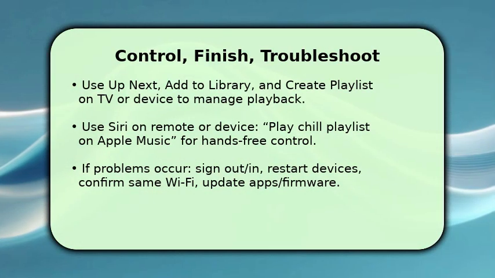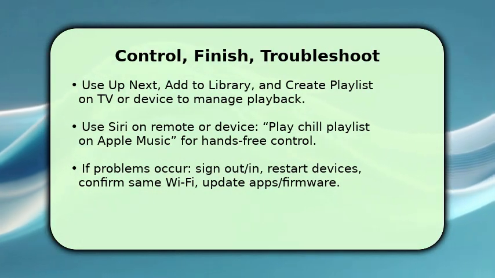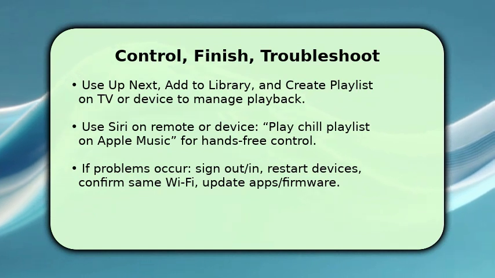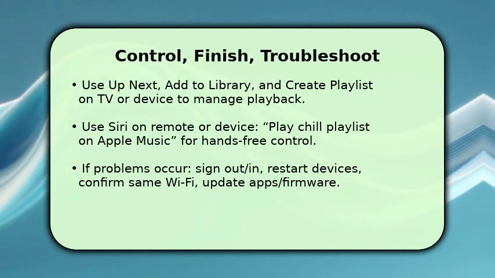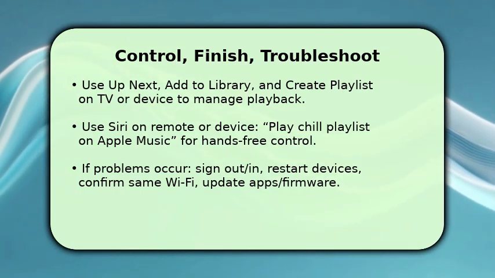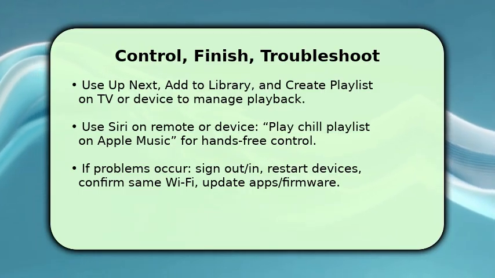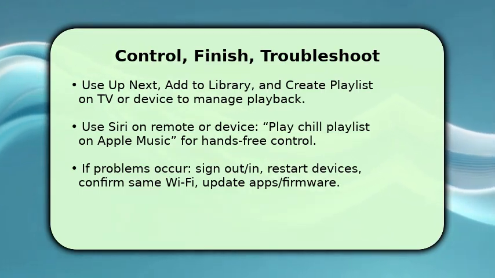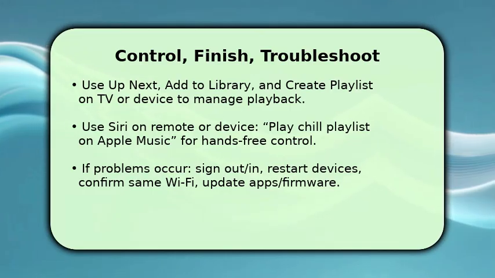Finish by organizing playback. Add songs to library, cue tracks with up next, and create playlists so your TV acts like a stereo with curated content. Once done, use Siri or the remote for volume, skip, and voice searches. Siri makes repeated commands faster and explains why a song might not be available.